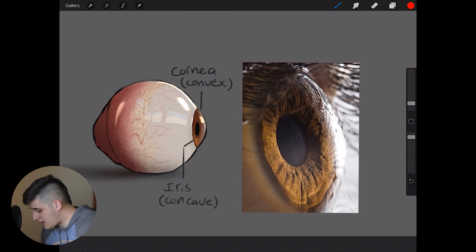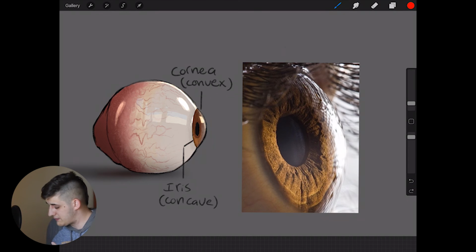But this shape here is curved inwards, right? Almost like a bowl. And the clear part on top of it is curved outward. It's a whole entire separate shape, right? The lens is curved outward and the iris is curved inward.